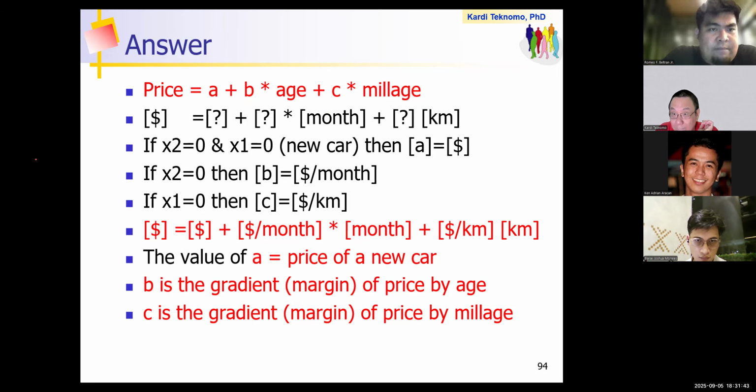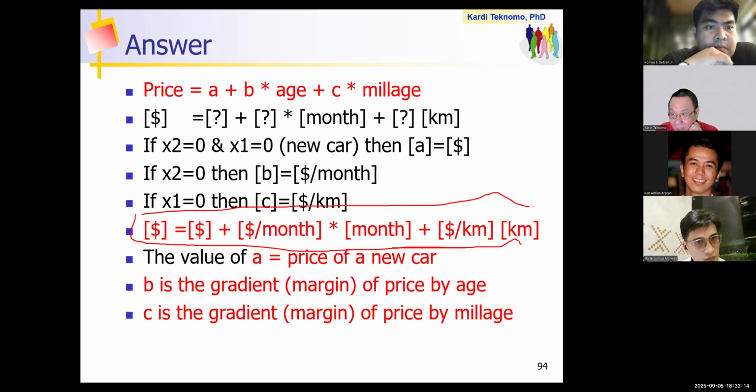Sir, I think B and C are both negative, since they reduce the price. The unit of B is peso per month. And C is in peso per kilometer. Then you check this one. This is the very important dimensional analysis check. The unit on the left-hand side must be exactly the same as the right-hand side.